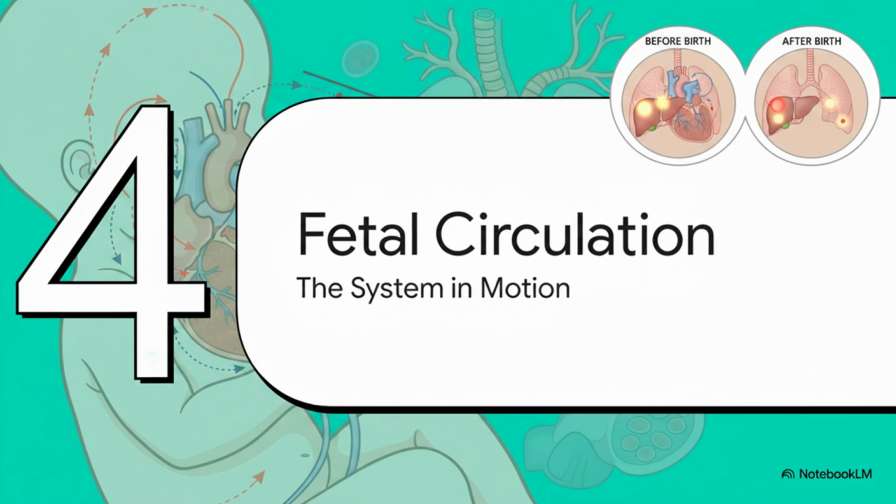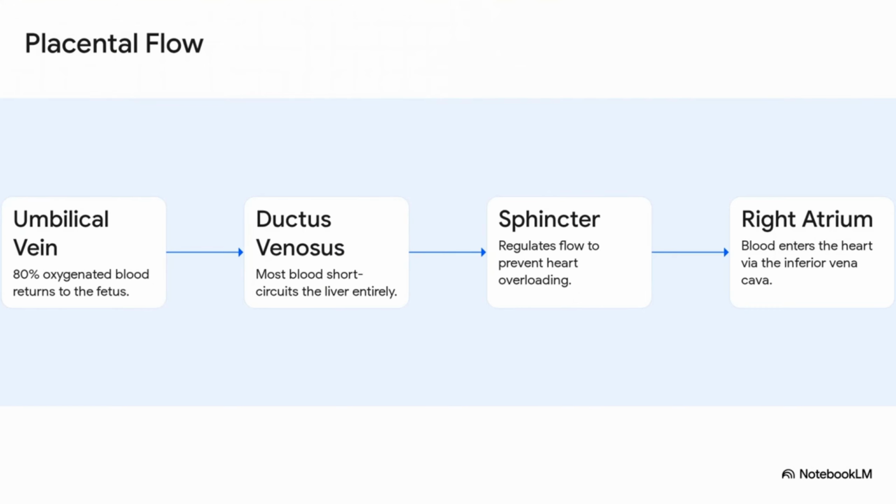We're shifting gears now from morphological growth to physiological function. Before birth, the fetal lungs aren't breathing air, and the liver doesn't need to process nutrients from the gut. So we're going to trace the exact journey of a single drop of fetal blood to see exactly how the system adapts. Let's walk through it step by step.